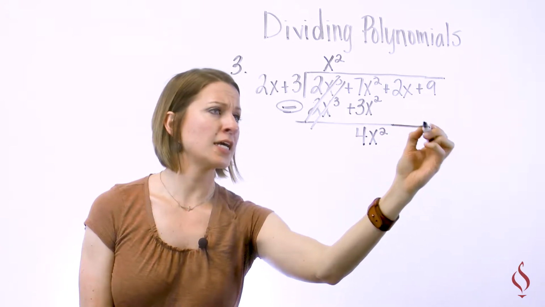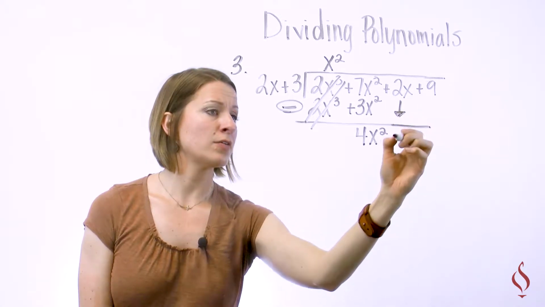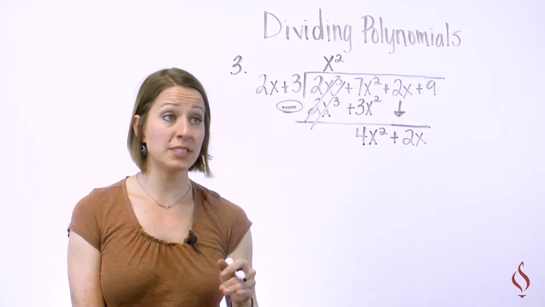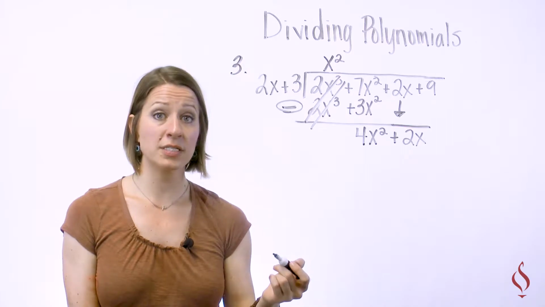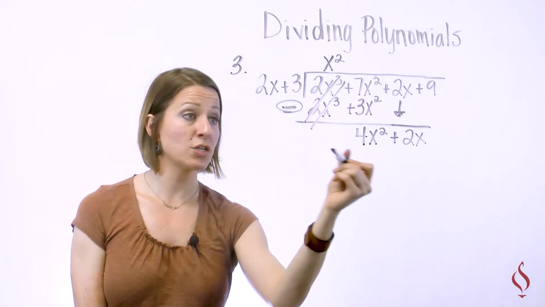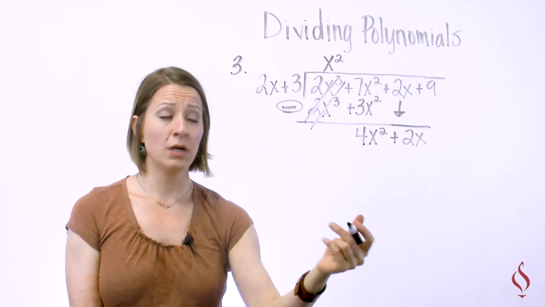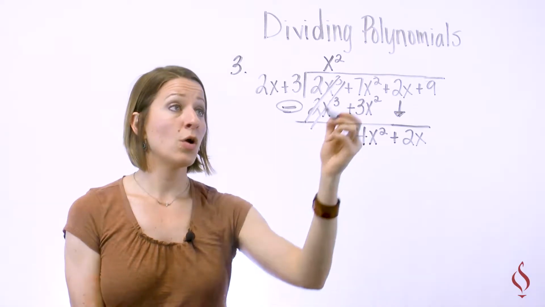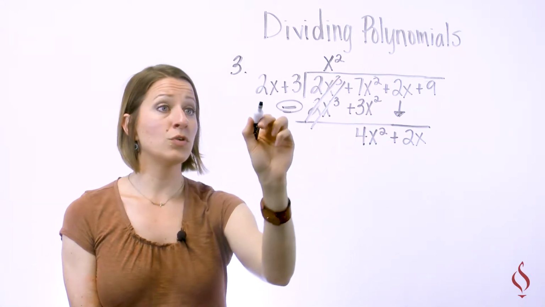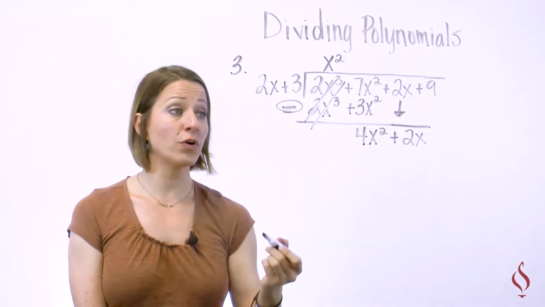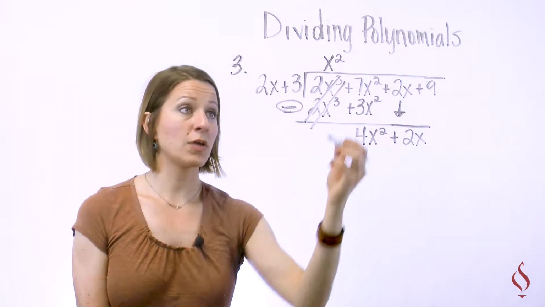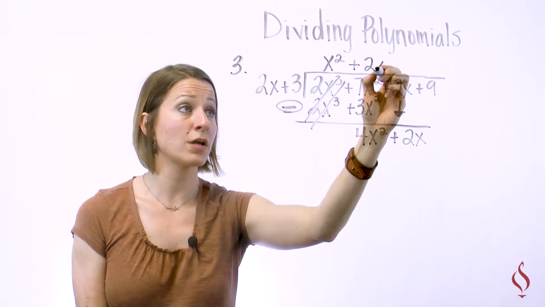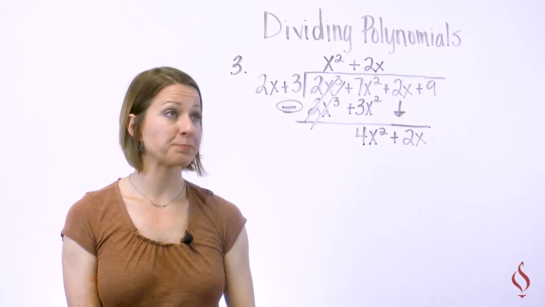I'm going to just extend that line a little bit and drop down this positive 2x. Then the whole cycle repeats again. Go back up to the 2x. How many times does 2x go into 4x squared? Or if that's kind of hard to think about, turn it into a multiplication problem. What number, when you multiply times 2x, would give you 4x squared? Okay, that would be another 2x. And specifically, it would be a positive 2x. So you do need to mark a positive 2x there.